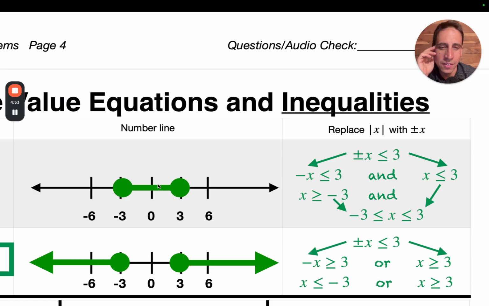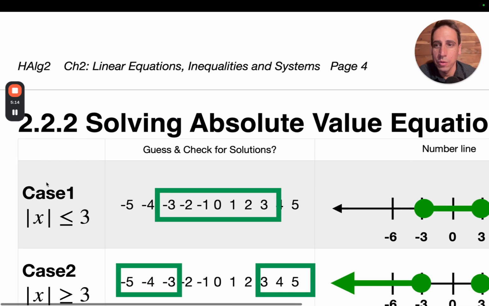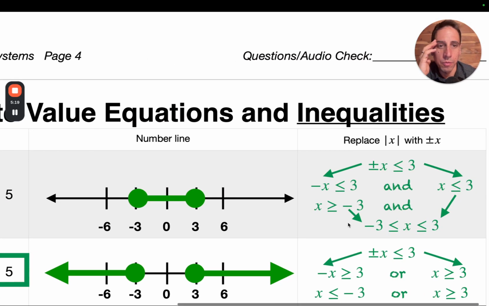So simultaneously, at the same time, you have to shade all the numbers that are both greater than or equal to -3 and less than or equal to +3. So I said the word and very deliberately. We think of this as the and case. That's the conjunction that we use with case 1. If you wanted to simplify this back down into one statement, x is right here in the middle, in between -3 and +3. And you shade -3, +3.